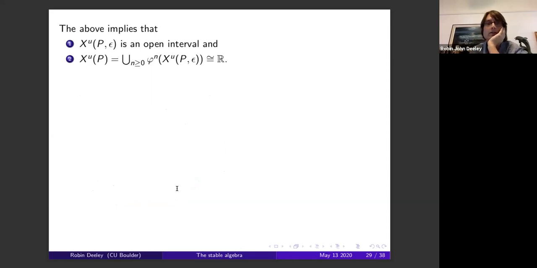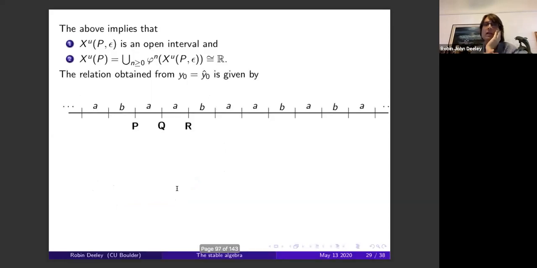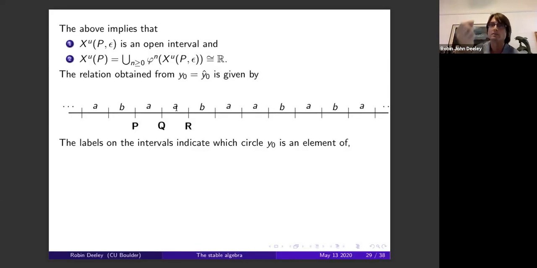And now we ask the question, we're going to look at a relation obtained from equality of the first coordinates, right? That was the relation we used last time. And the relation we're going to get is now going to be a little bit more complicated. So now the A's here refer to where the first point in that sequence lives, right? If it's A, it lives in the outer circle. If it's B, it lives in the inner circle.